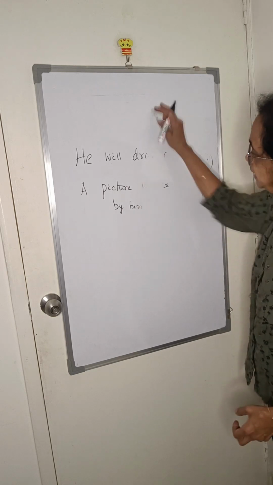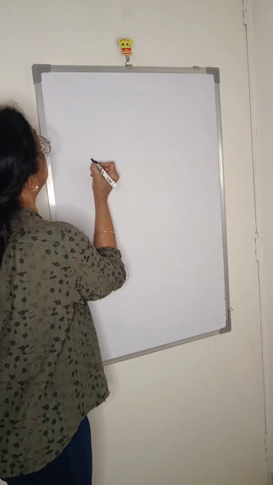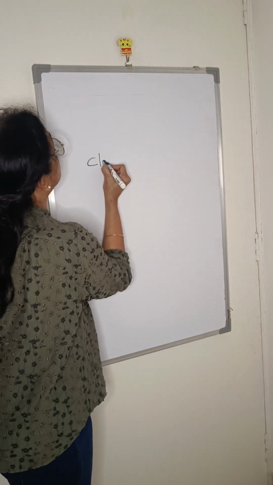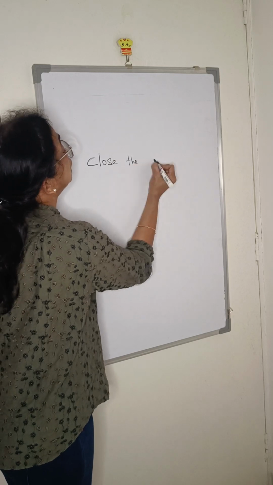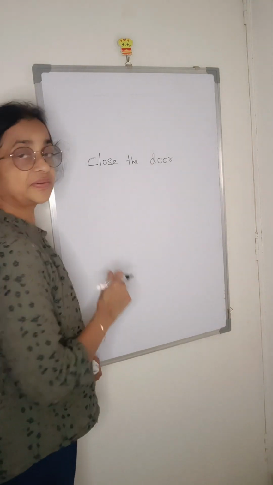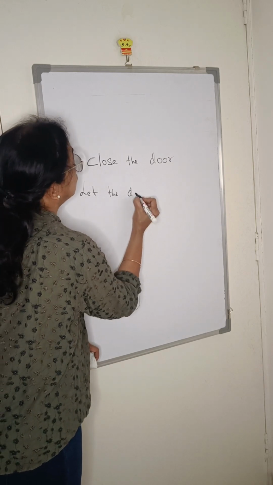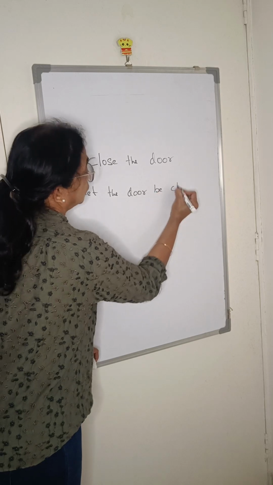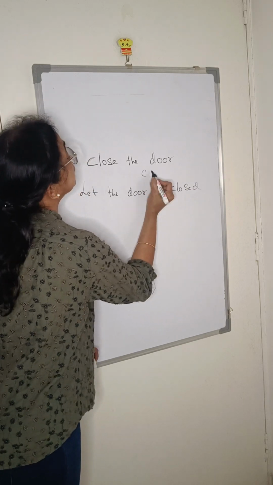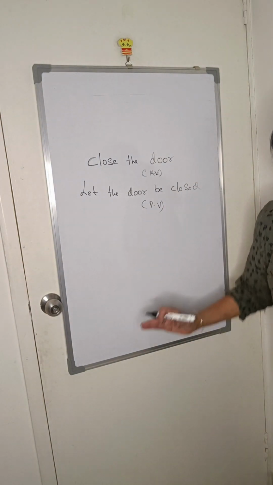Very good. Next, let's go to imperative sentences. Close the door. It's an order. For this, the passive form is: let the door be closed. Close the door is active voice, let the door be closed is passive voice. Shut the door. Let the door be shut.